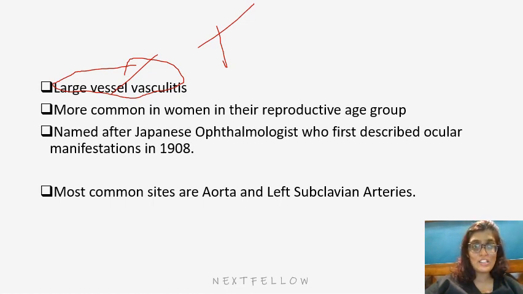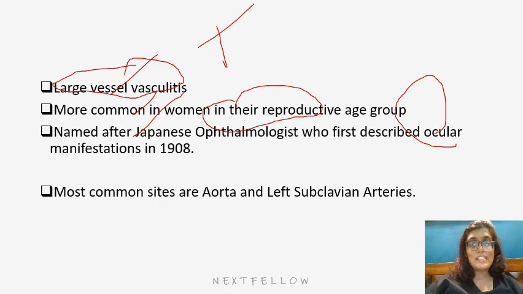Takayasu arteritis is more common in women in their reproductive age group, that is 15 to 45 years. It is named after a Japanese ophthalmologist who described its first ocular manifestation in the year 1908. The most common sites are the aorta and the left subclavian arteries.